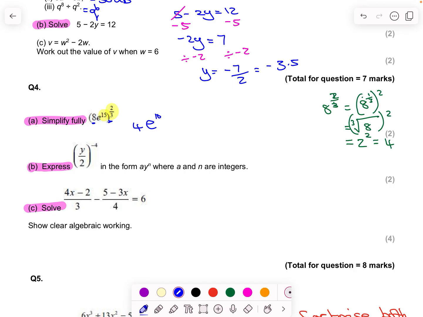Next, we want to express this in this form here, where a and n are integers. Integers just means whole numbers. Okay, so again, we're using our knowledge of negative indices. We said that if it's negative, we flip it, and the indices becomes positive. So we're going to write 2 over y to the power of 4.